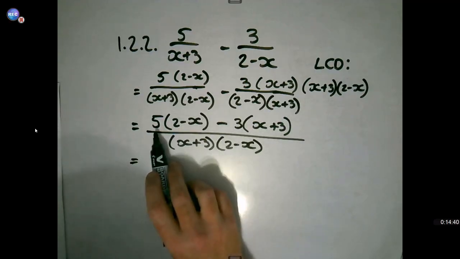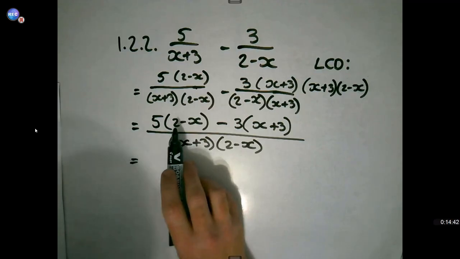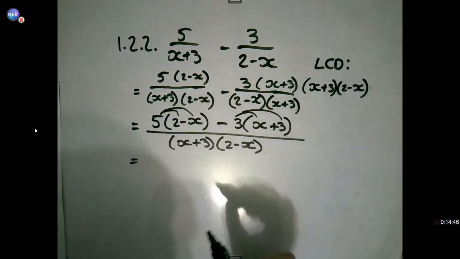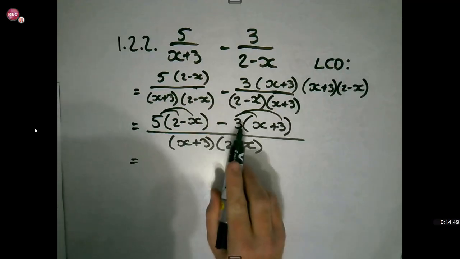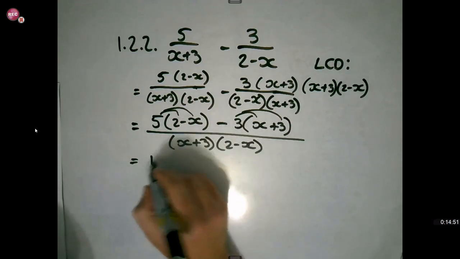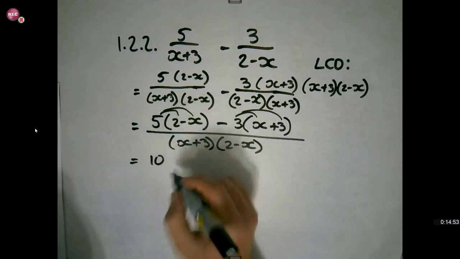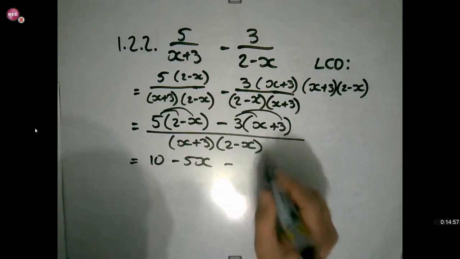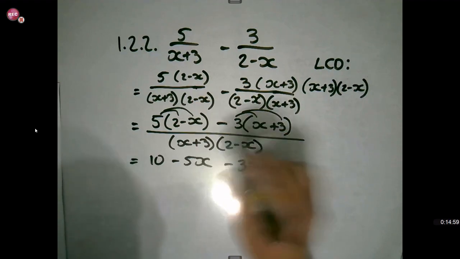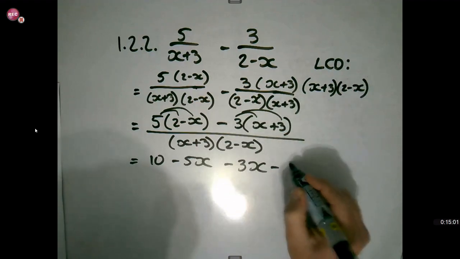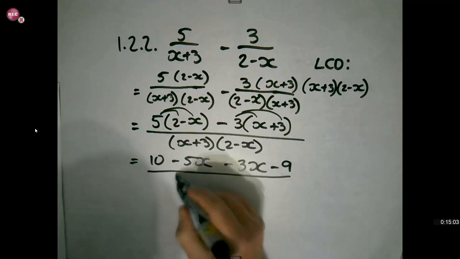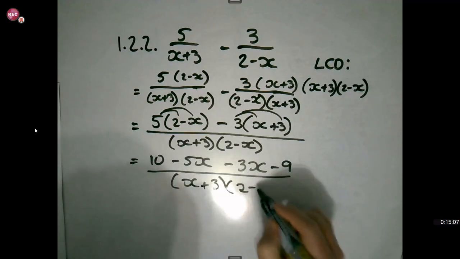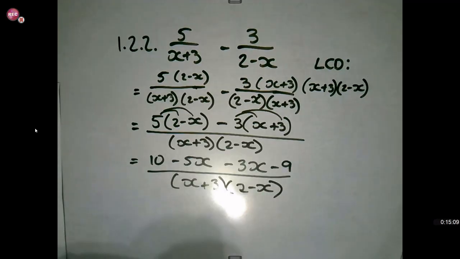Now we need to distribute the 5 into the bracket. So distribute the 5 as well as the 3 into that bracket, but remember the negatives attached to it. So 5 times 2 is 10. Positive, negative is negative, 5x. Negative, positive is negative, 3 times x is 3x. Negative, positive is negative, and then we get 9. And then you've got obviously the denominator that's over here.